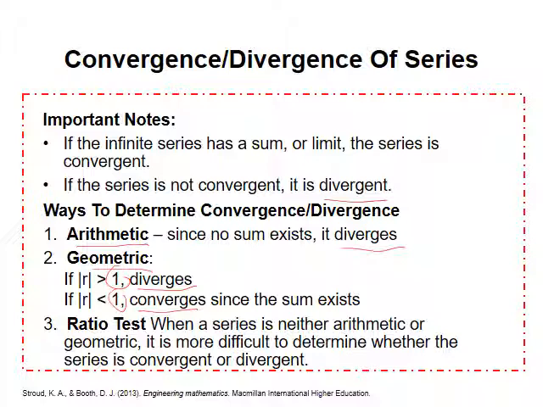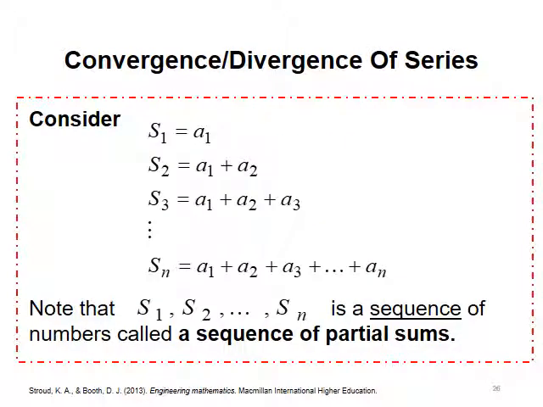Now, another method of classification is the ratio test. By the way, there are many other methods, but I will focus on the ratio test because it's well known, simple, and systematic, and you can follow it. When the series is neither arithmetic nor geometric, it is difficult to determine if it is convergent or divergent, so we use the ratio test. Now, the sum of the first item, then of 2 means adding first and second, of 3 means adding first, second, and third, and so on. So this is called a sequence of partial sums because we're adding parts together.